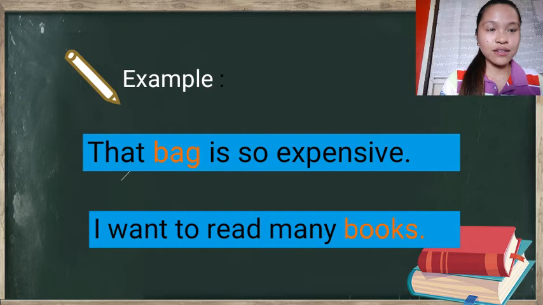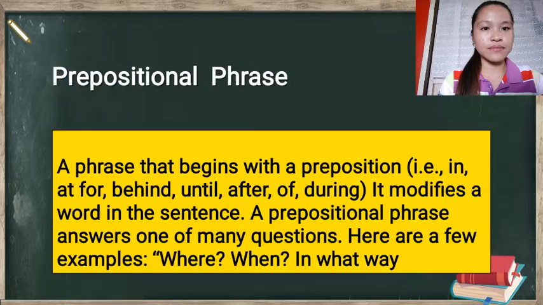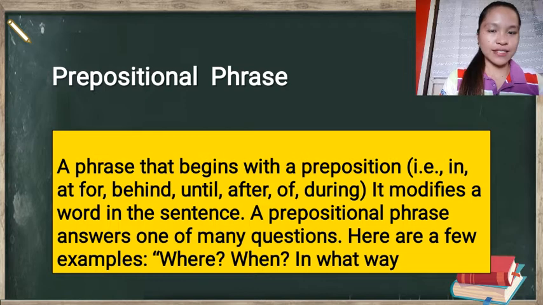Is it clear? Did you get my point? Okay, let's proceed. Now let's move on to the prepositional phrase. A prepositional phrase begins with a preposition. Examples: in, at, for, behind, until, after, of, during. It modifies a word in the sentence. A prepositional phrase answers the questions where, when, and in what way.